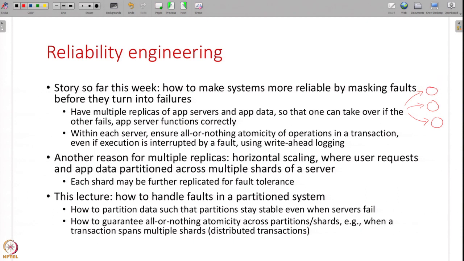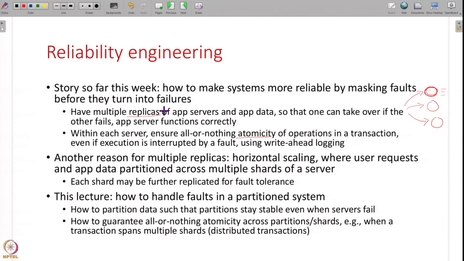Also, within each server, we have seen that if the server is doing multiple steps, then we have to ensure atomicity within each server as well. So that if, in a series of steps in a transaction, a failure occurs in between those steps, you still get all-or-nothing semantics. So, we have seen replication and atomicity so far.